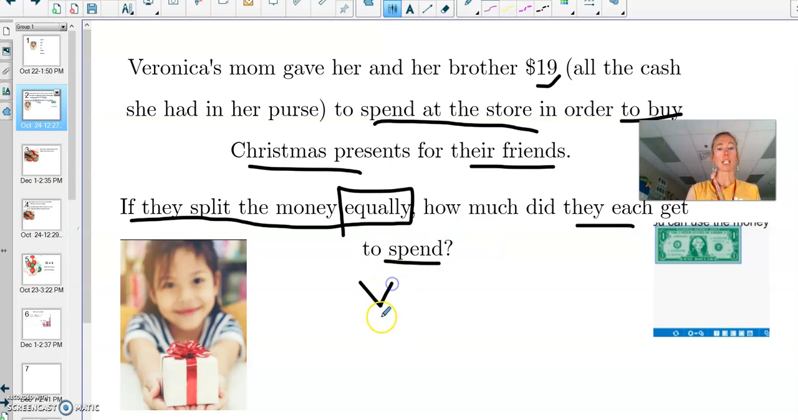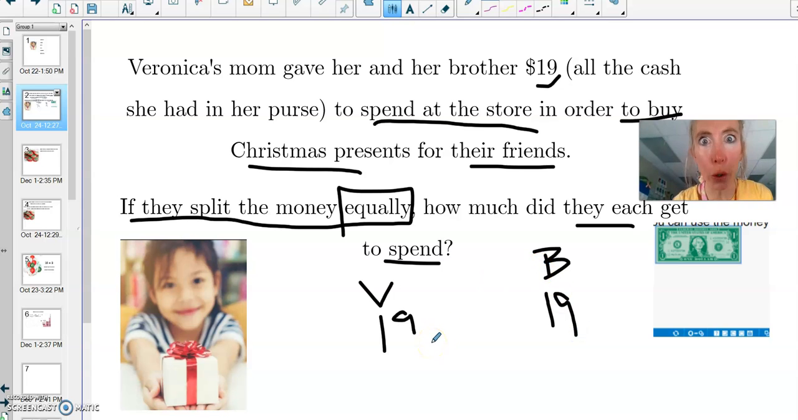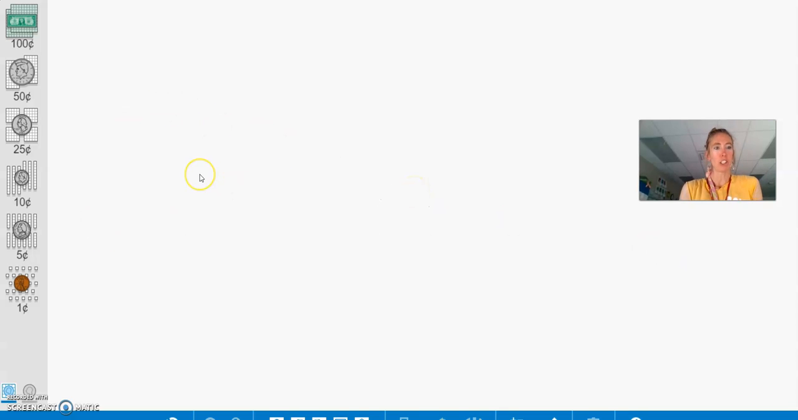How much money are they each going to get to spend on their friends? So is Veronica going to get to spend 19? And then her brother, is he going to get to spend $19? No, because the mom only gave him $19 total. So check it out. I have the money app that you can use to help you figure this out. It's just kind of more fun than just plain old tiles. You can actually use the money app.